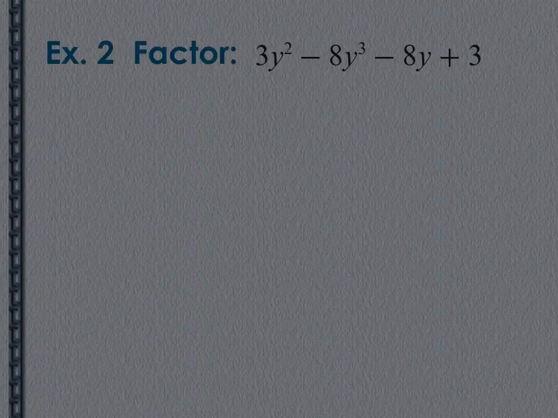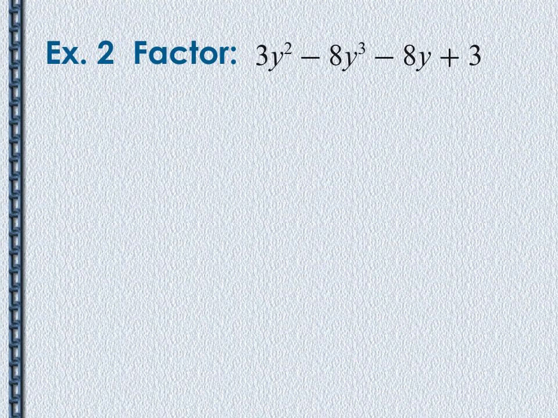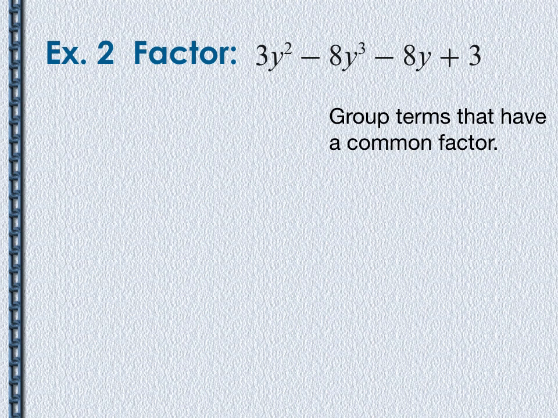We'll use this strategy again for another example. So we like to group terms that have a common factor. So sometimes that involves rewriting the original expression. I'm going to rewrite it with the 3's first and then the -8's second. So I'm going to group this into 2 binomials.